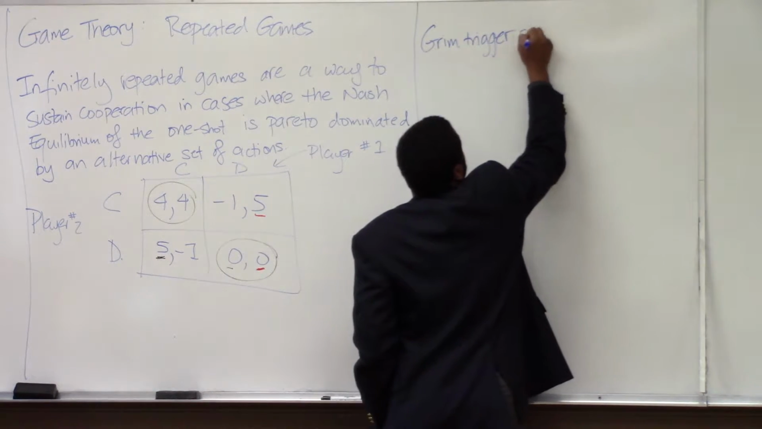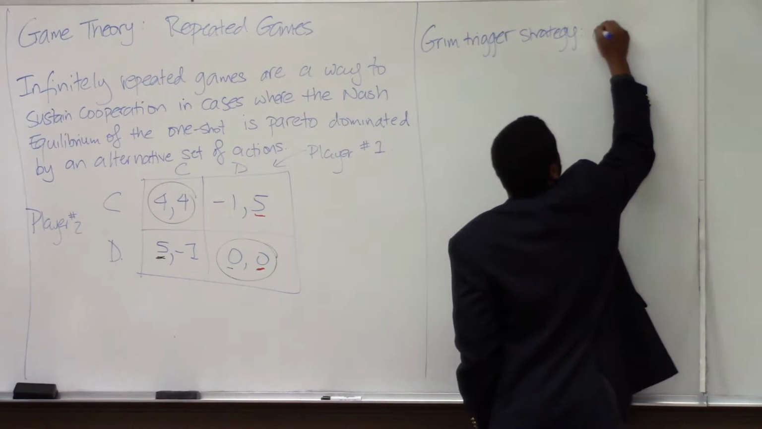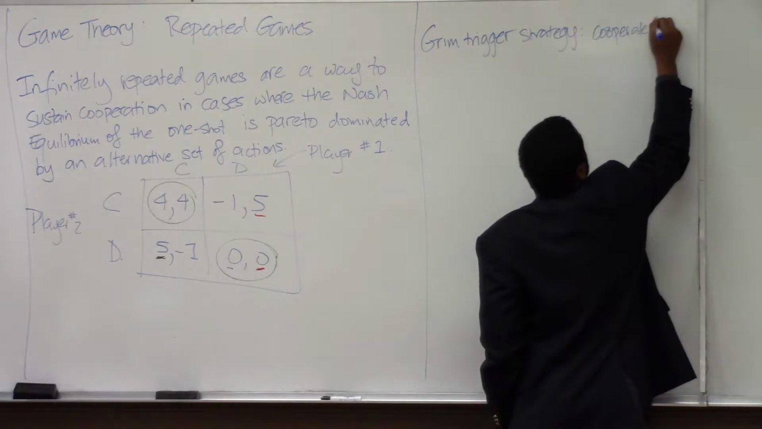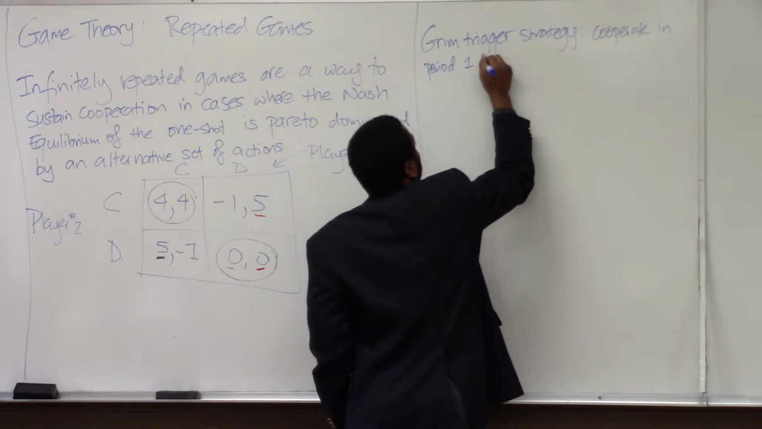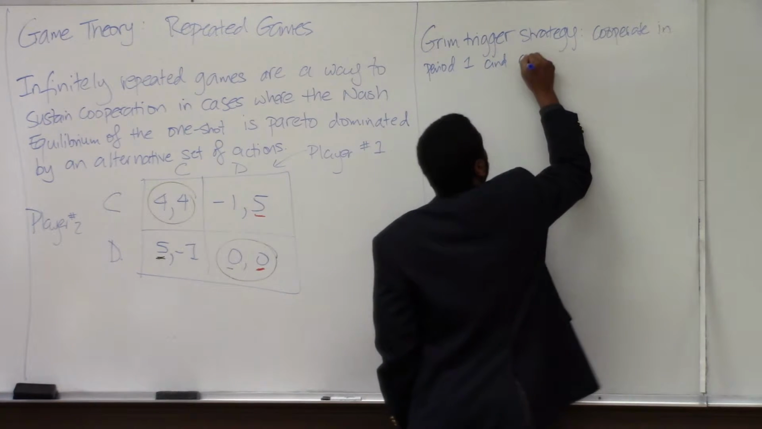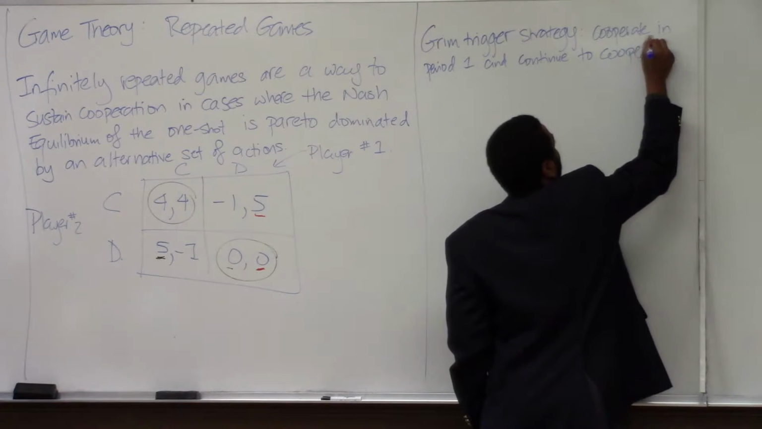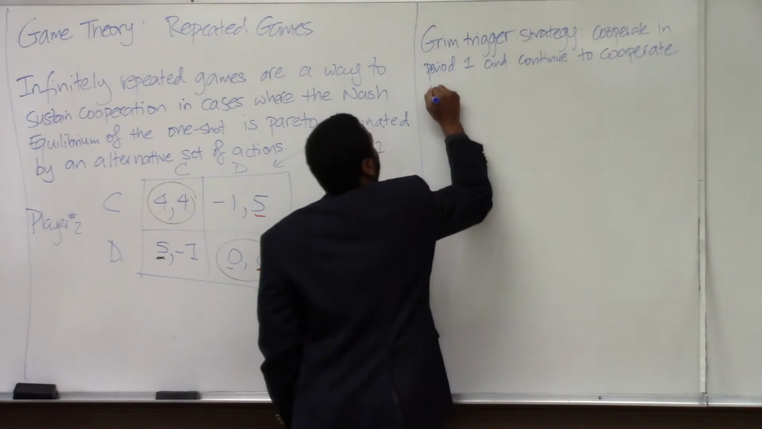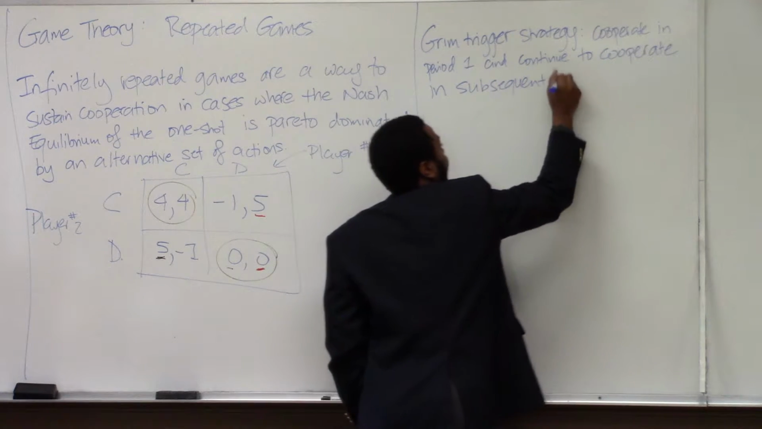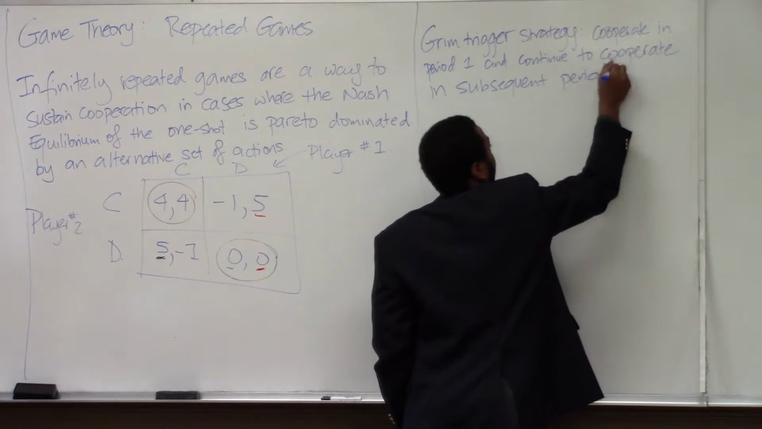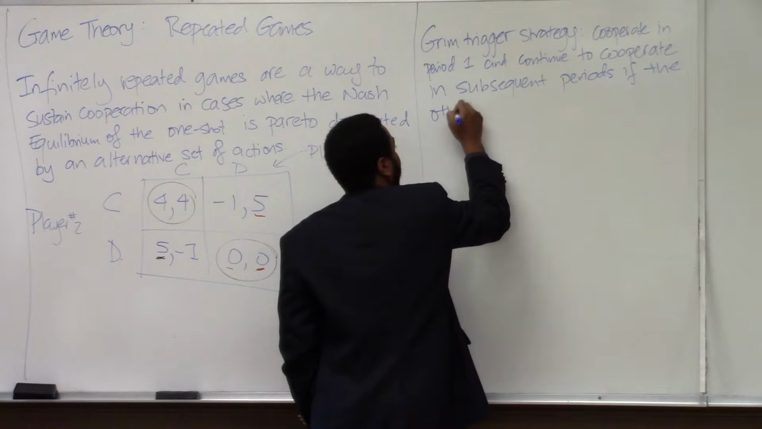So the grim trigger strategy says: cooperate in period 1, and continue to cooperate in subsequent periods if the other player cooperated in the first period.